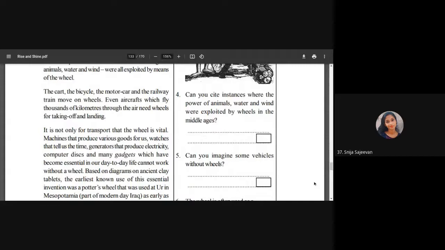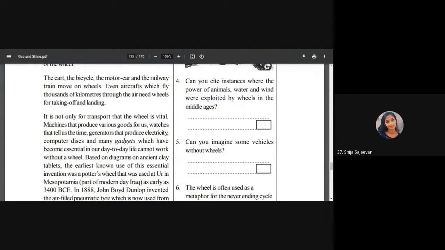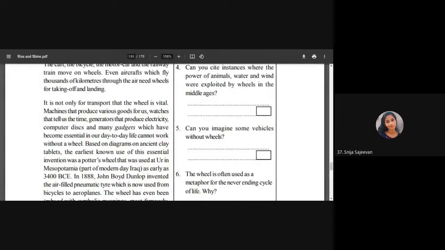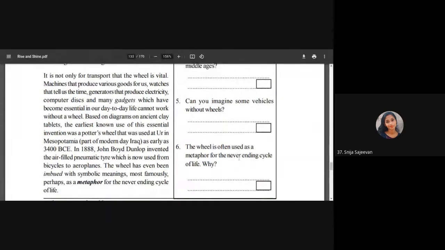Based on the diagram and on ancient clay tablets, the earliest known use of this essential invention was the potter's wheel that was used at Ur in Mesopotamia, part of modern day Iraq, as early as 3400 BCE. In 1888, John Boyd Dunlop invented the air-filled pneumatic tire, which is now used from bicycles to aeroplanes. The wheel has even been imbued with symbolic meanings, most famously perhaps as a metaphor for the never-ending cycle of life. Thank you, Snija.